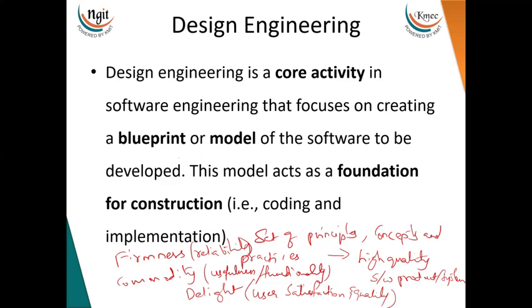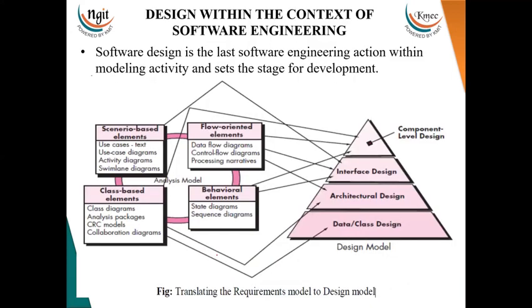Clear? So design engineering is a core activity in software engineering which focuses on creating a blueprint or model of the software to be developed. This acts as a foundation for construction. Construction means coding and implementation. Clear, students? Right.